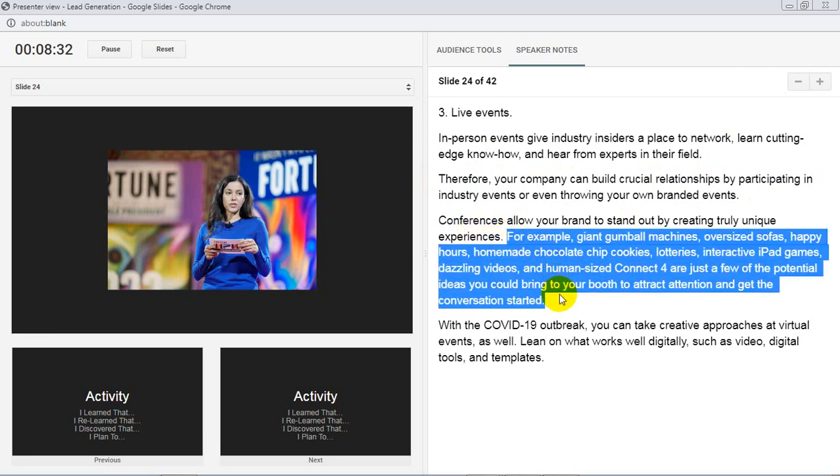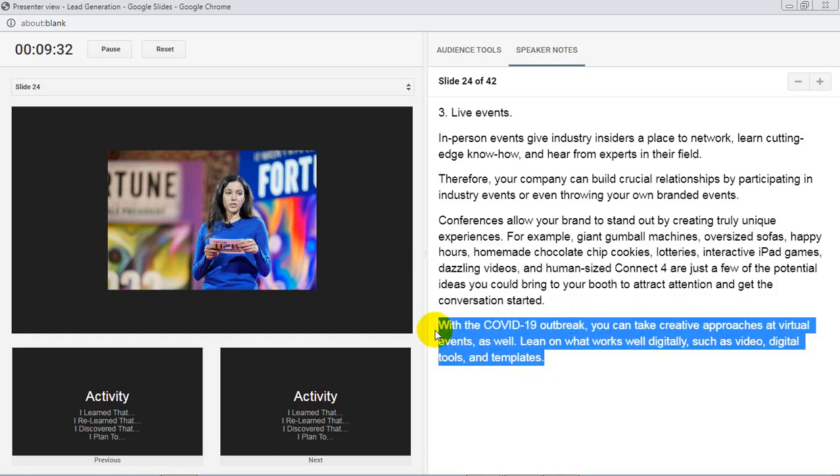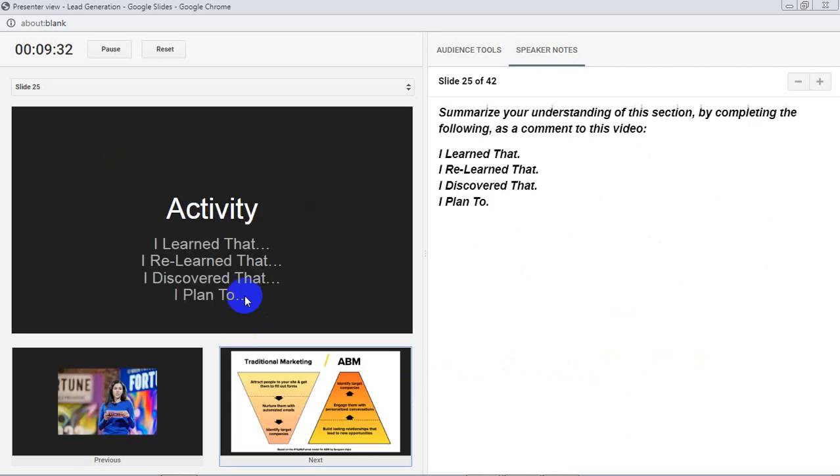For example, giant gumball machines, oversized sofas, happy hours, homemade chocolate chip cookies, lotteries, interactive iPad games, dazzling videos, and human-sized Connect 4 are just a few of the potential ideas you could bring to your booth to attract attention and get the conversation started. With the COVID-19 outbreak, you can take creative approaches at virtual events, as well. Lean on what works well digitally, such as video, digital tools, and templates.